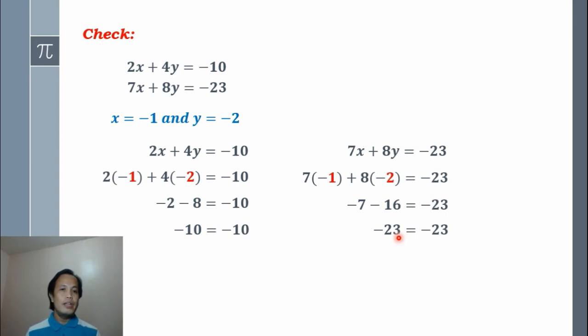So therefore, the values x equals negative 1 and y equals negative 2 would give us a balanced equation for both equation 1 and equation 2. So therefore, our answers are correct. Okay, let's proceed to the second example.